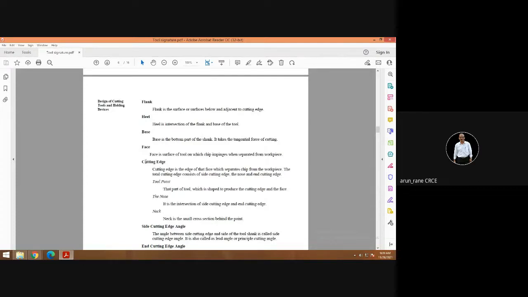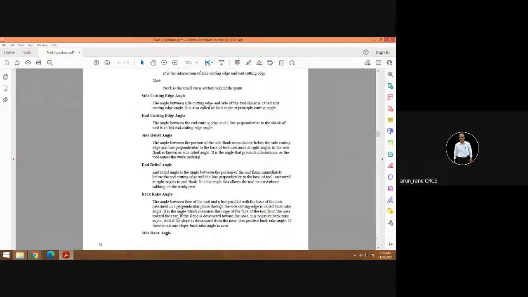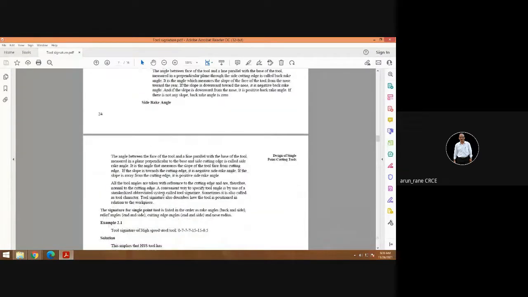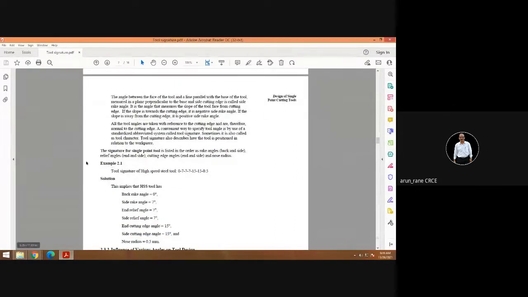Then what is flank, heel, base, face, cutting edge, side cutting edge, end cutting edge, side relief, end relief angle? So this gives you a good idea about what the angles are and what their influence is. Now the most important, what I was telling you, from this presentation, this Word file: the signature. The signature of the tool is given like this. So 1, 2, 3, 4, 5, 6, and 7. Okay, so this is in order.